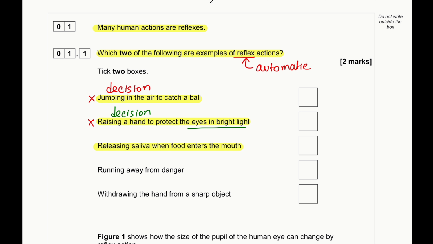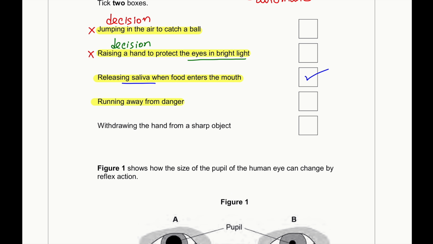This one we do not have any control of, as a release of saliva. We cannot decide to release saliva. So this one is reflex action. Running away from danger. Some people may choose to fight it, so that is a conscious decision. Withdrawing the hand from a sharp object would be an unconscious decision. So this one would be a reflex.